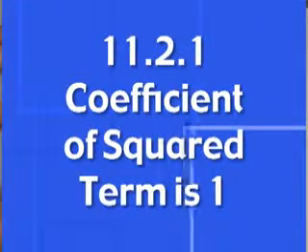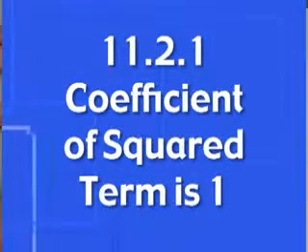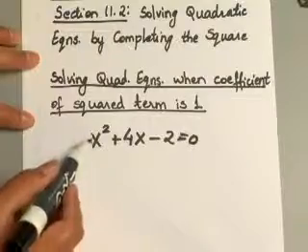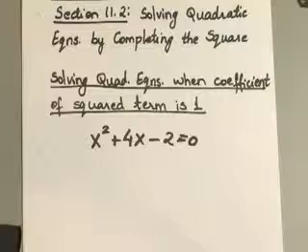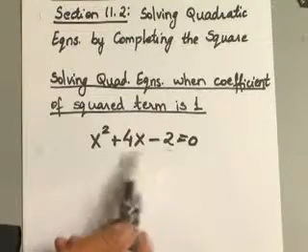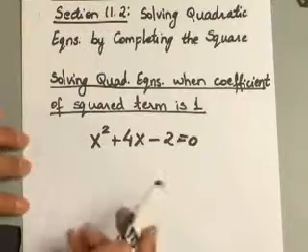And what we're going to do first is try and find a method to solve the quadratic equations that have the coefficient of their squared term as 1. So you can see your squared term here has the coefficient of 1. If you don't have a number, it's understood that the coefficient term is 1.